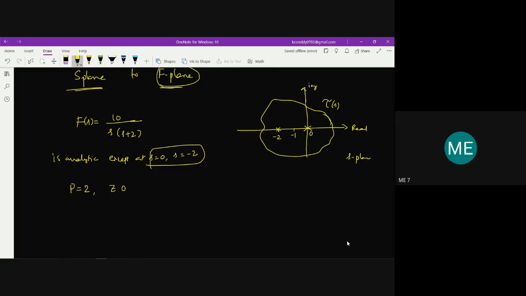Now for each point on this tau of s path, the f of s will have a value.